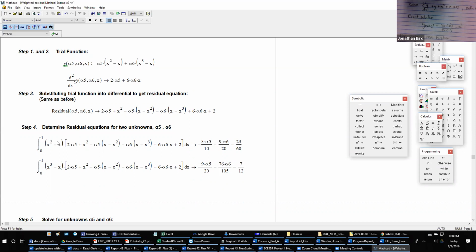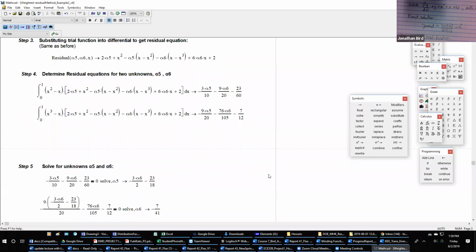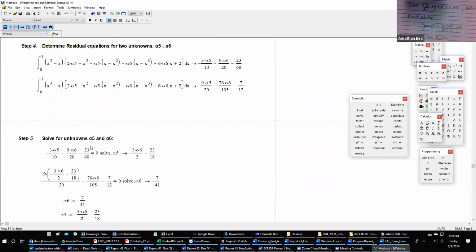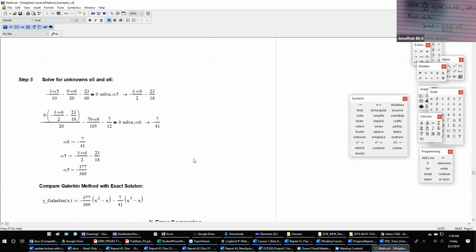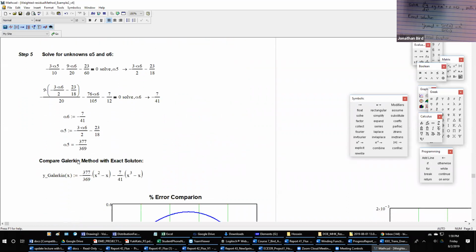We multiply the first weighting function by the residual, and similarly we multiply the second weighting function by the residual, and integrate, and then this is what comes out. Two terms. We solve for the two unknowns, which are called alpha 5 and alpha 6. And so we get alpha 5 and alpha 6, these two.